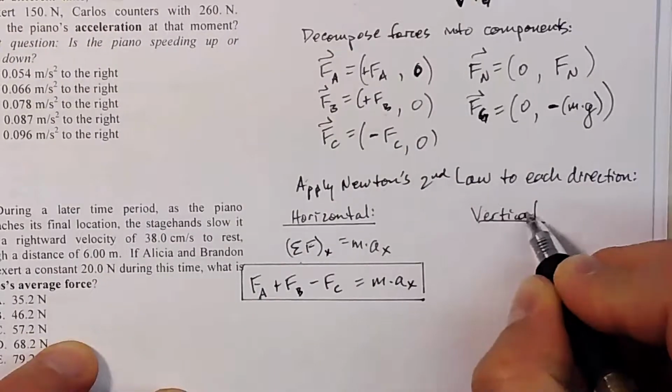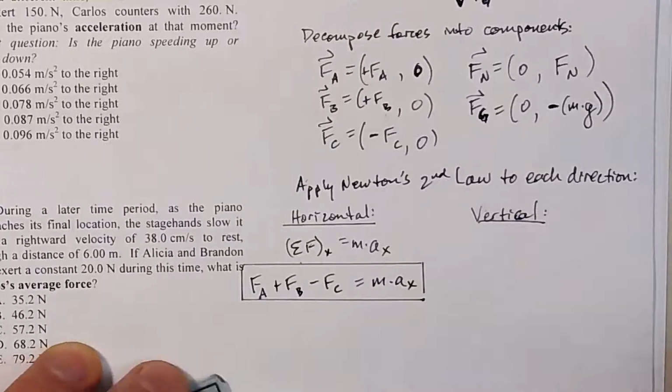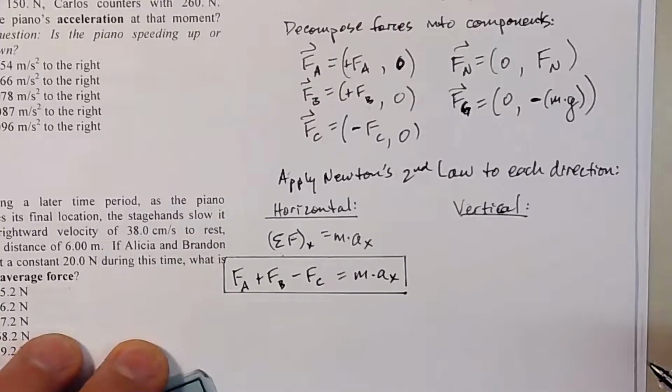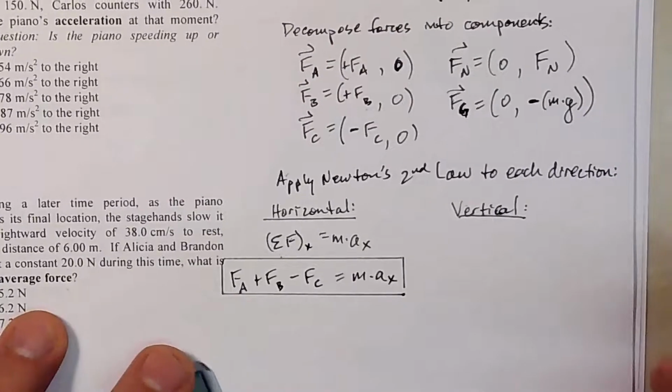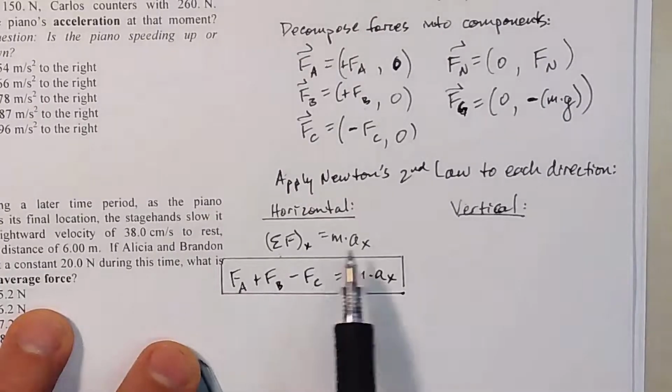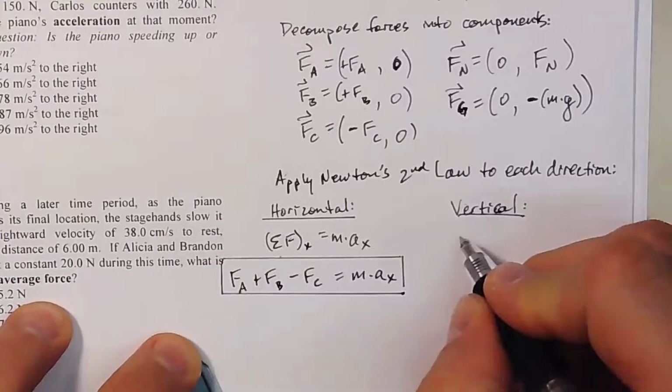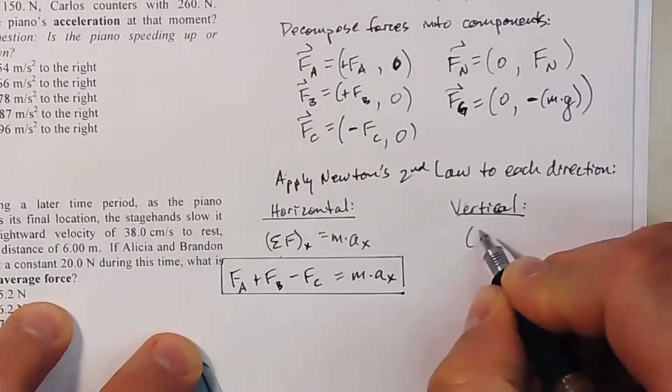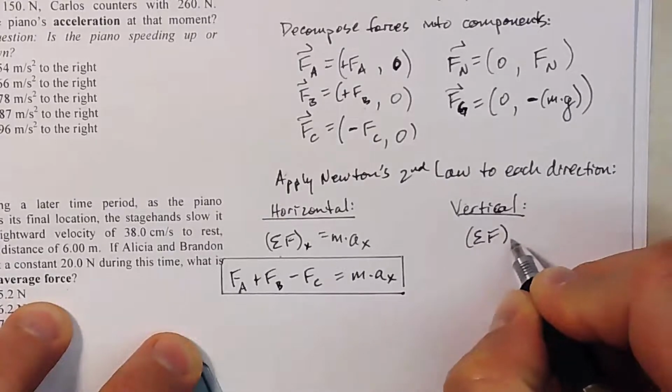In this case, I don't think we're going to have any crossover between the two equations, but in many cases, if you have a diagonal force, for example, then you'll have a crossover. You'll have something like maybe tension or the force from a person appearing in both of these, the horizontal and the vertical equations.